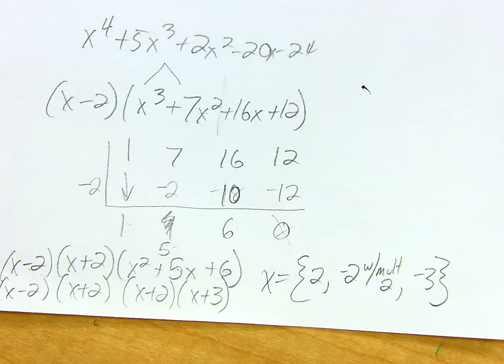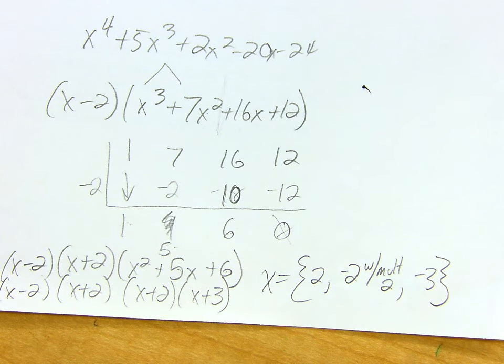Ta-da! Look at you go! You just factored this crazy polynomial and found its 4 zeros, given no information.